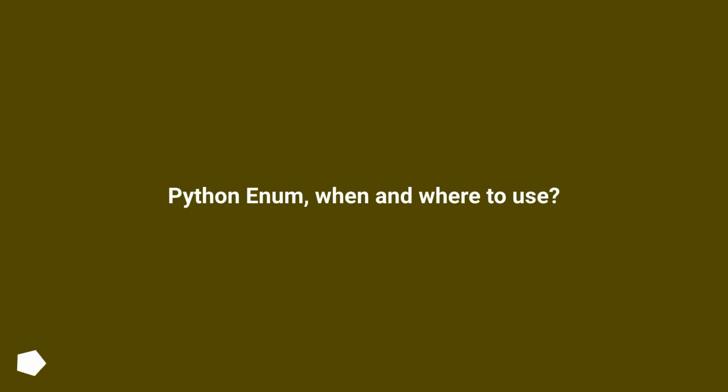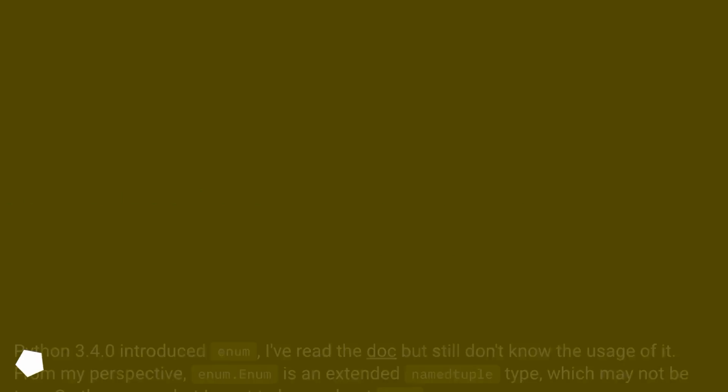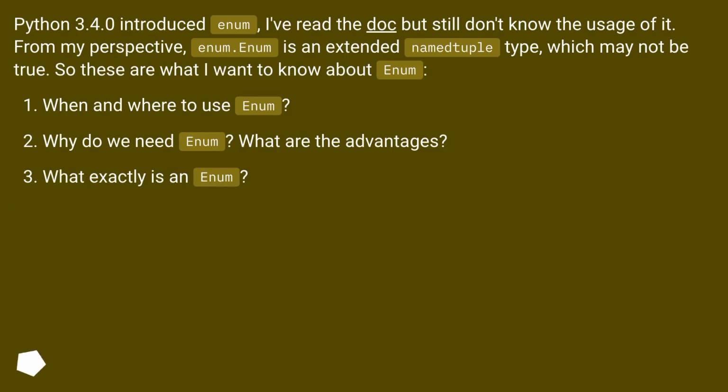Python Enum, when and where to use. Python 3.4.0 introduced Enum. I've read the doc but still don't know the usage of it. From my perspective, Enum is an extended named tuple type, which may not be true. So these are what I want to know about Enum.